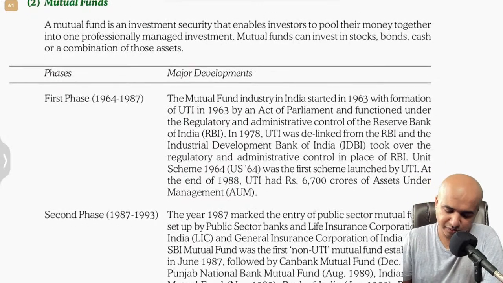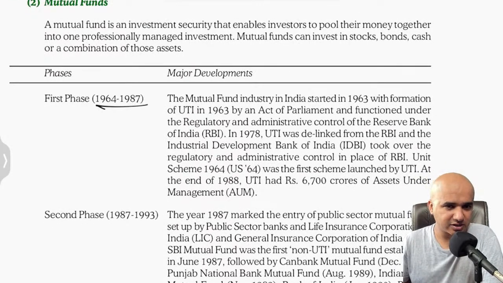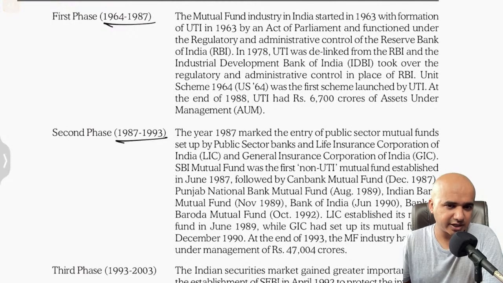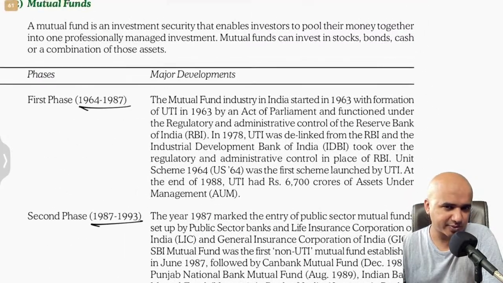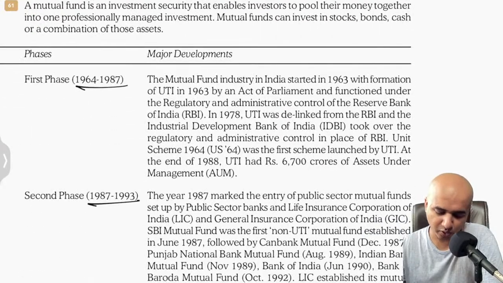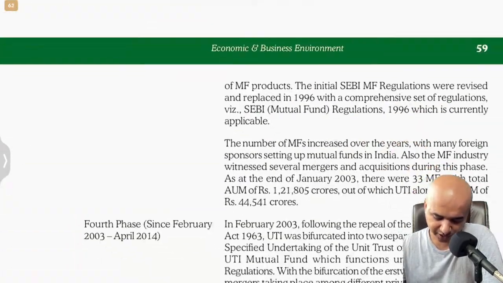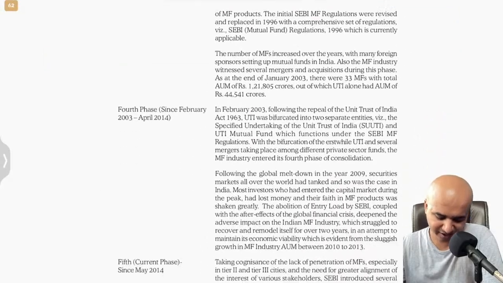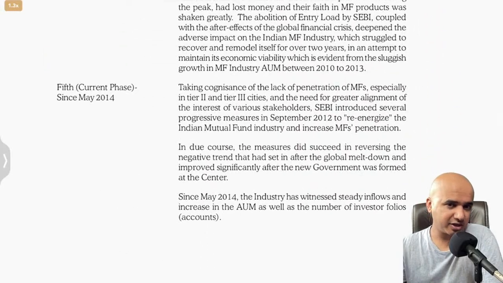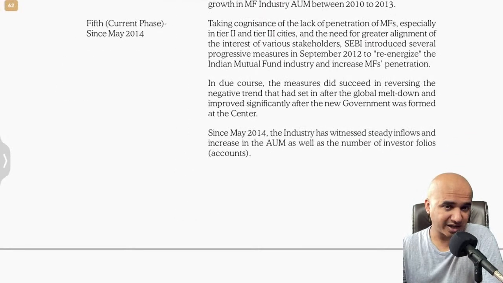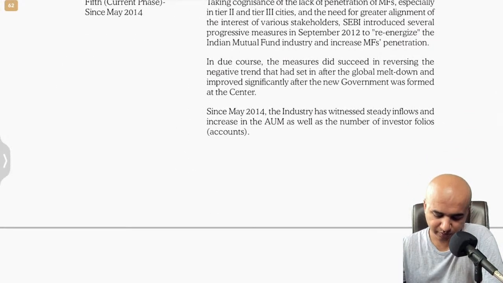Mutual funds first phase was in 1964 to 87. Second phase 1987 to 1993. So then third phase, what exactly happened with respect to mutual fund, how it has grown over a period of time, you can notice here. In spite of all this, the penetration is still very low. So that might give you an idea as to how well the mutual fund has actually grown or not grown.